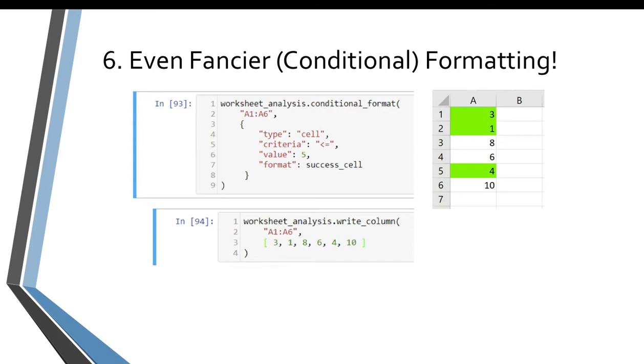And if you then want to apply even fancier conditional formatting, you could use the conditional format function on the worksheet. So what you do is you give the conditional format function a reference to a range of cells, in this case cells A1 to A6, and then you apply a format if the values in that cell fulfill a particular condition. So in this case, we're saying if the values in cells A1 to A6 are smaller or equal to 5, apply the success cell format to them. And we can see that in the results there, that 3, 1, and 4 receive the success cell format, whereas 8, 6, and 10 do not.